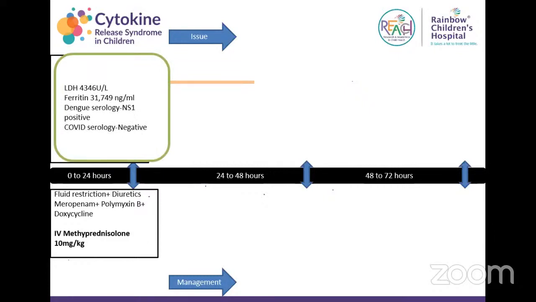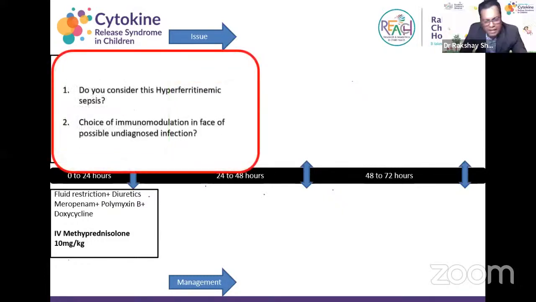By 6 hours into our course, we received the above lab report, which showed hyperferritinemia, 31,000. LDH was elevated. NS1 was positive for dengue, and COVID serology was negative. Again, I think this is one more difficult situation. I think most of us would agree, intensivists across the country come across this because of the current pandemic.